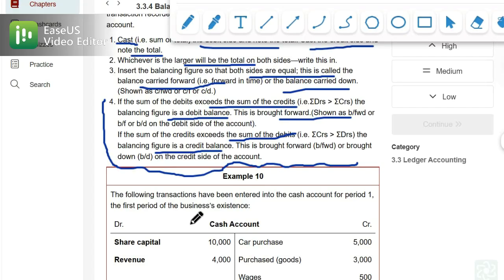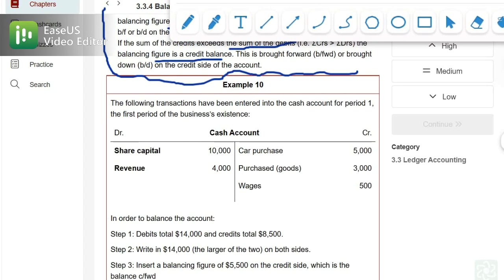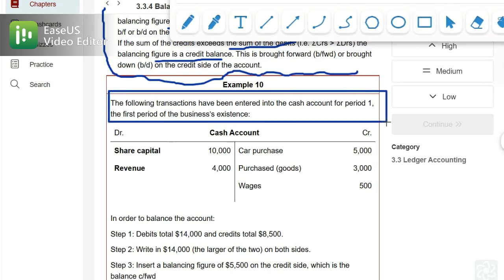Okay, now here we have an example. We'll discuss these examples one by one. The following transactions have been entered into the cash account for the first period of the business's existence. Debit share capital this month, and this is the chip purchase. Now in order to balance the account, if you see, this is your 14,000, and here this is 8,500. The debit side is 14,000 and the credit side is this one.